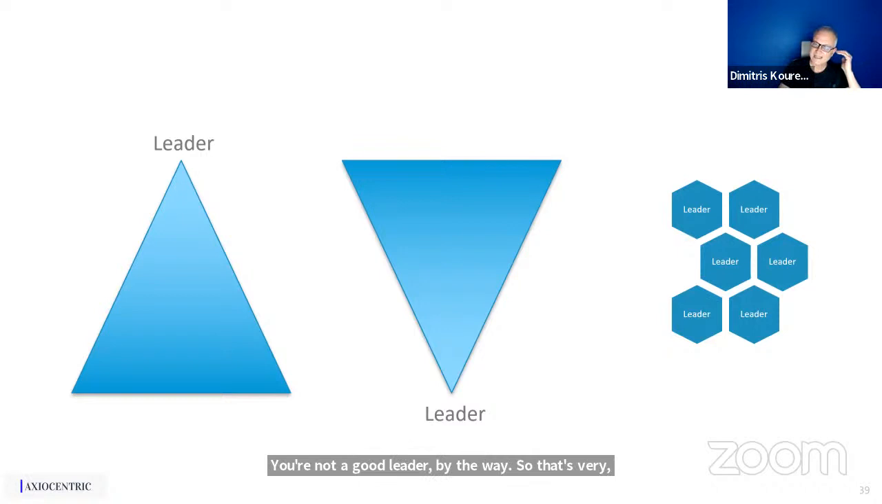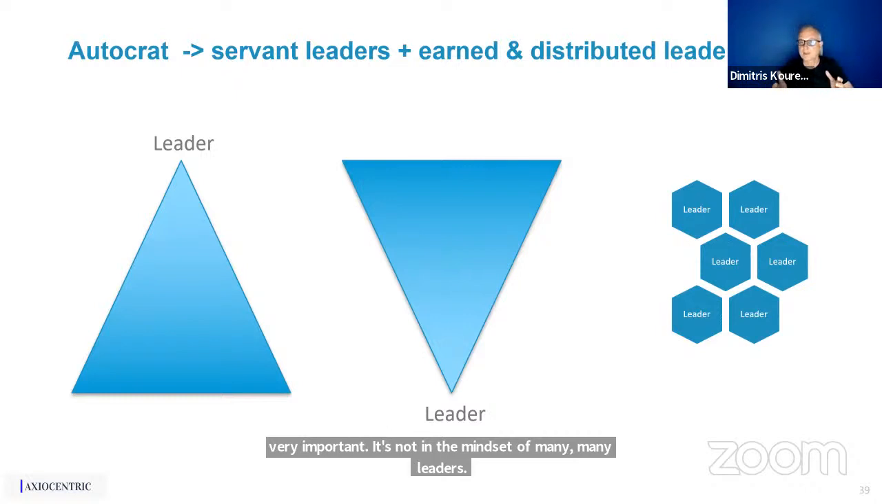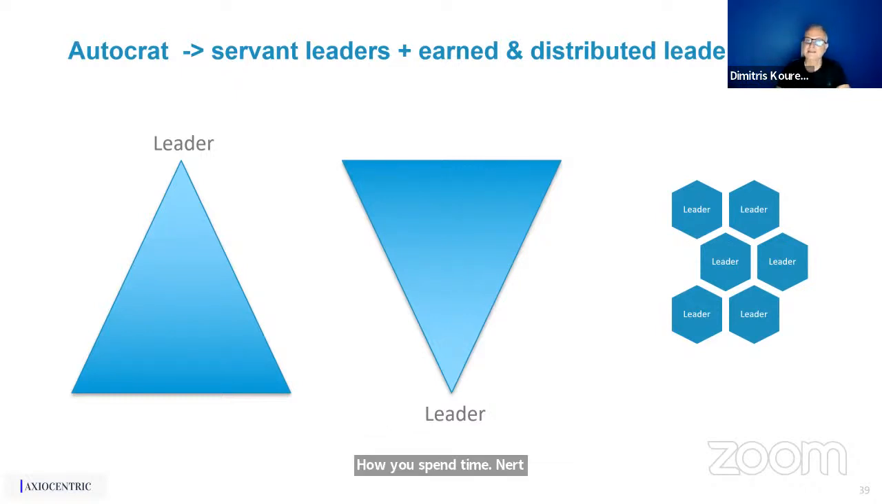It's not in the mindset of many, many leaders, how you spend time to nurture better leaders in your organization. So we should not think about the autocrat CEO, but how this person can create more and better leaders everywhere in the organization. That's a different mindset. This is transformation.